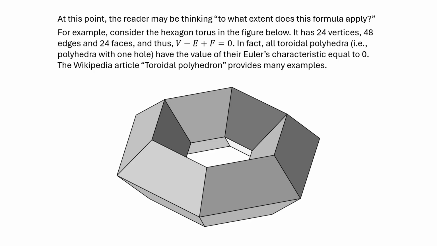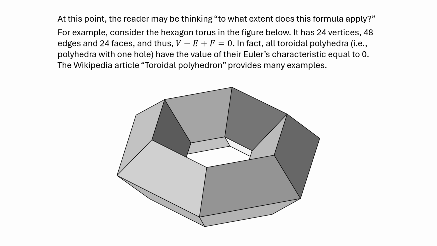So an obvious question here is, how far does this theorem go? We started out with the Platonic solids and one additional example, the prism, and then we showed that the Euler characteristic worked for planar graphs, and then in the last slide we gave a sketch of a proof for convex polyhedra. What about something that has a hole in it, like this shape here, which is called a toroidal polyhedron?